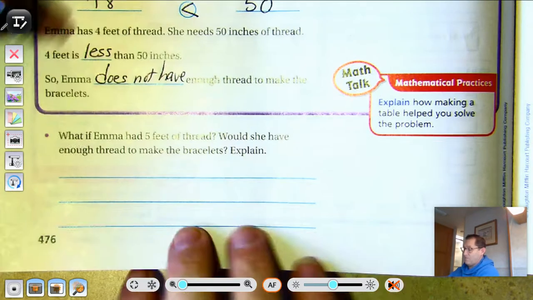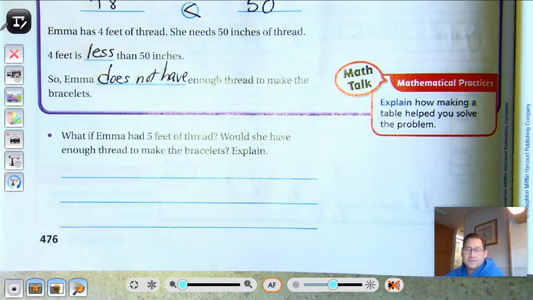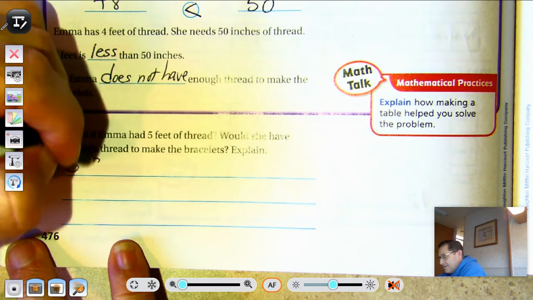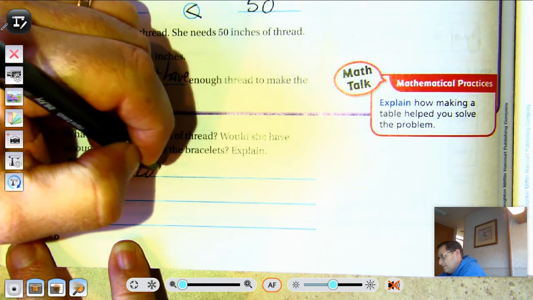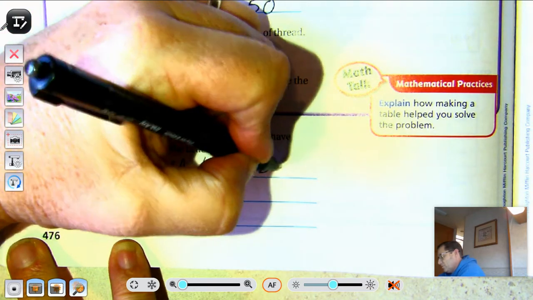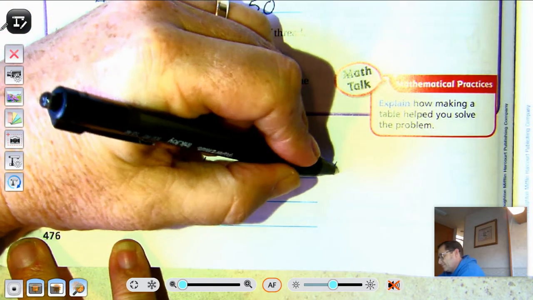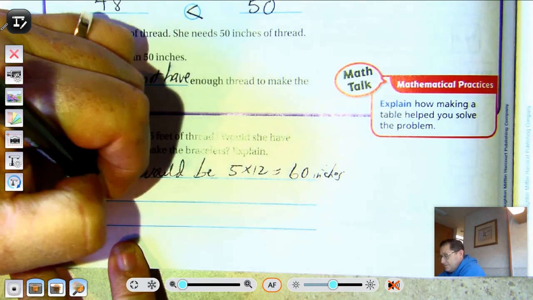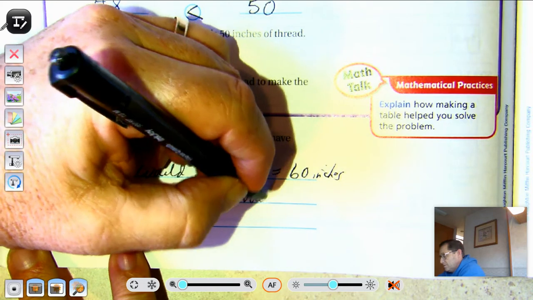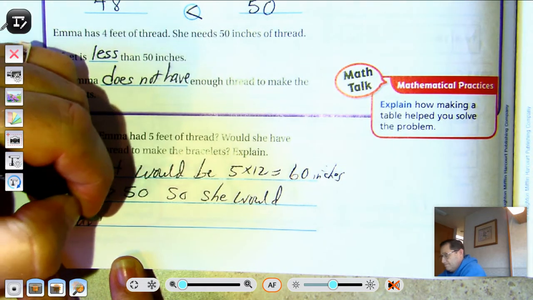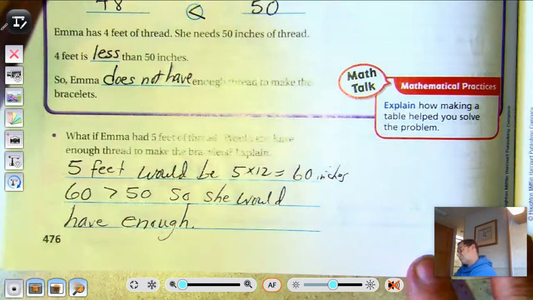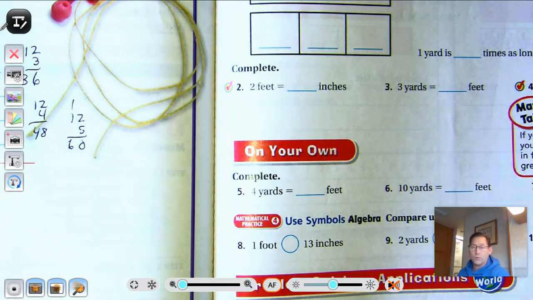Okay, so then it goes on to say, well, what if she had 5 feet of thread? Would she have enough? Well, yeah, she would. 5 feet would be 5 times 12, which equals 60 inches. 60 is greater than 50, so she would have enough. All right, that seems fairly straightforward.